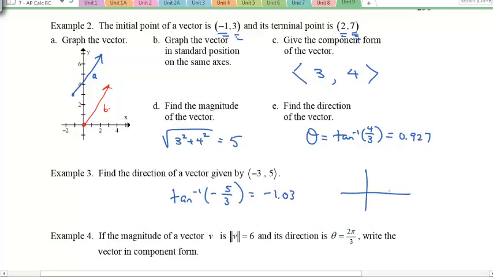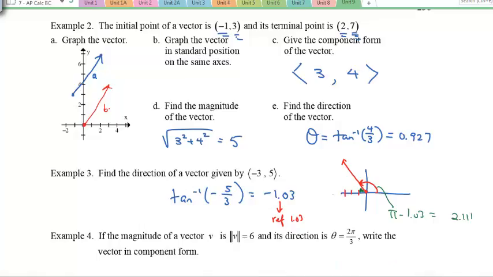So where is that actually going to be? So think about this. Negative 3 and 5. If I were to start at the origin and go 3 to the left and then 5 up, I've got this as my vector, and this is the angle that I'm talking about for the position. So in essence, that negative 1.03 tells me nothing, but the reference angle is 1.03. The reference angle is this part here, so the actual angle in the standard position will be pi minus that, and then you get 2.01.